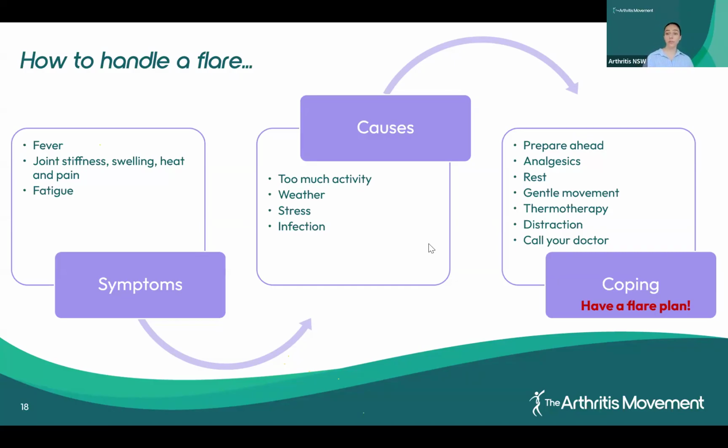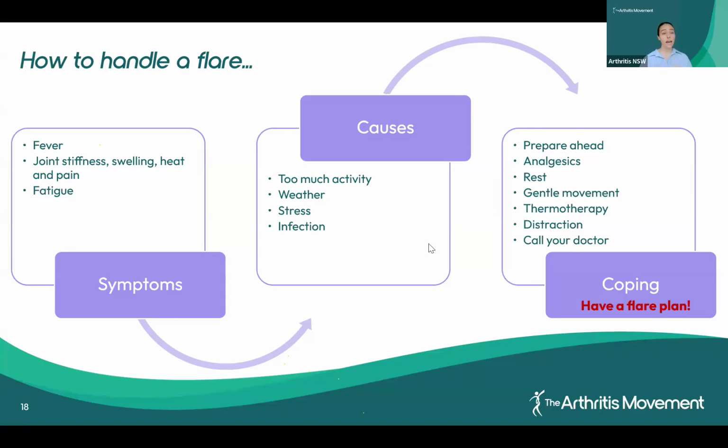identifying early signs of a flare. So whether that pain has increased just a little bit, swelling has come back, fatigue is increasing or worsening. Medication adjustments: knowing when to use your prescribed medications and pain relief medications. So NSAIDs, corticosteroids are pain relievers. Rest and self-care is a big part of the flare plan.